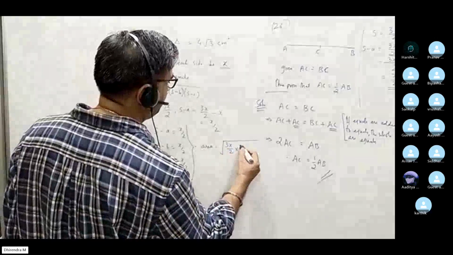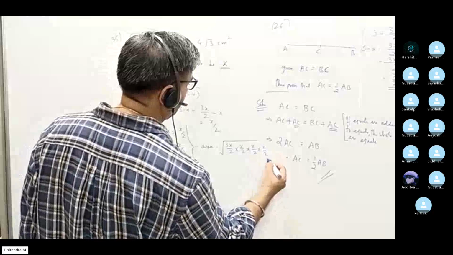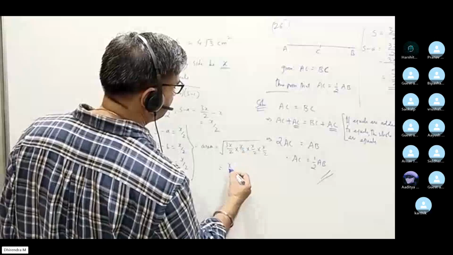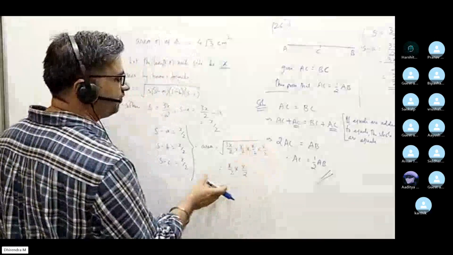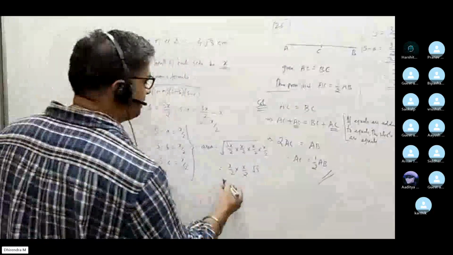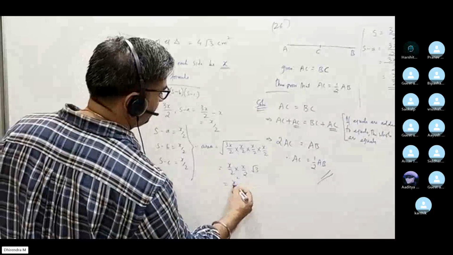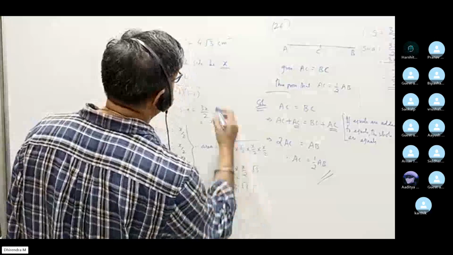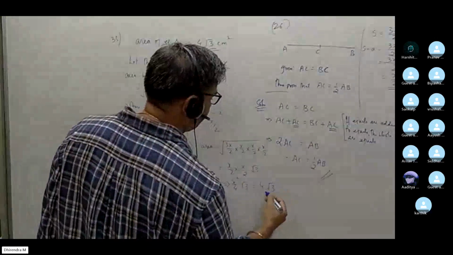So area will be what? Root of 3X by 2 into X by 2 into X by 2 into X by 2. Out of the 4 X by 2s, take 2 out of it, X by 2 into X by 2. There are 4 X by 2 factors, so I've taken 2 out. And what is left inside is root 3. So this is equal to X square by 4 root 3. And is that not equal to the area which is already given, 4 root 3?